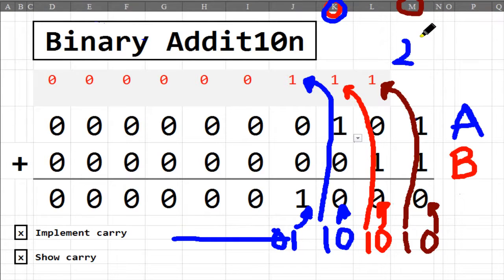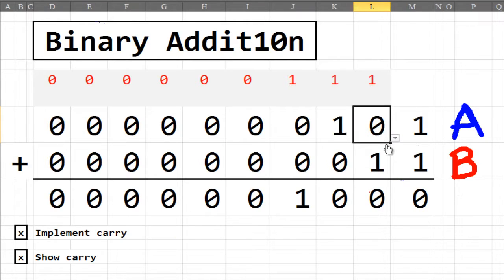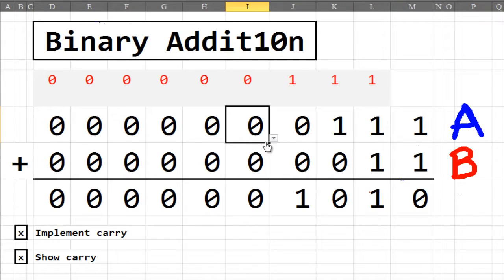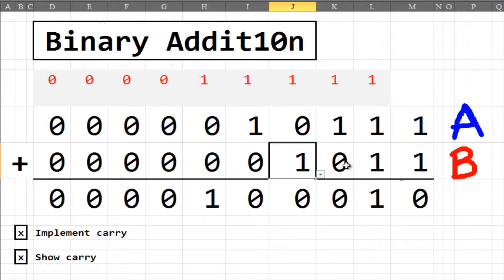And again, to check, 2 to 0, 2 to the 1, 2 to the 2, 2 to the 3. 2 times 2 is 4. 4 times 2 is 8. A 1 in the 2 to the 3 column is the number 8. And we have our answer. In our next samples, we are just going to randomly select a number. And we're going to add something to it.